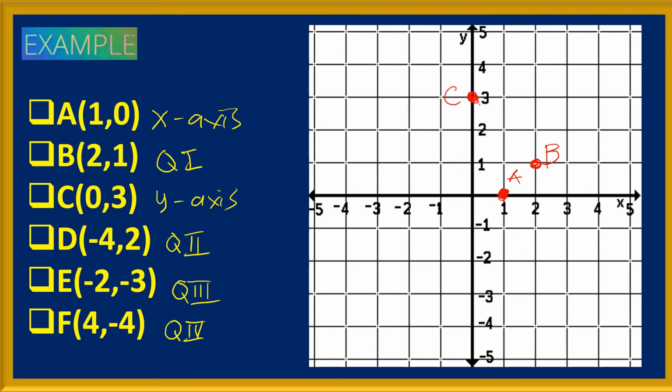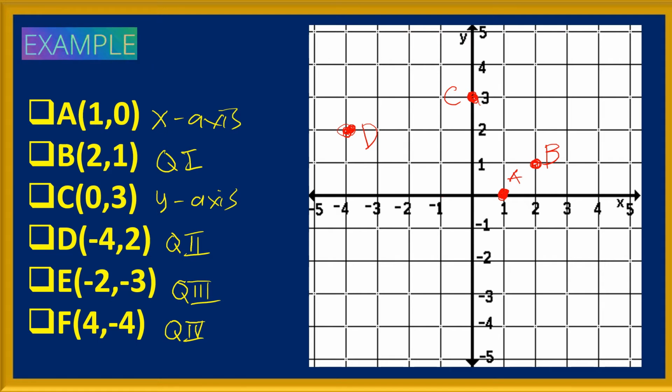Next, point D, negative 4, positive 2. So, negative 4, move tayo to the left kasi negative. Again, 1, 2, 3, 4. And then positive 2, upward yan kasi positive, 1, 2. So, therefore, yung point D natin ay makikita natin dito. Okay. So, ito ngayon si point D. So, tama, siya ay nasa quadrant 2.